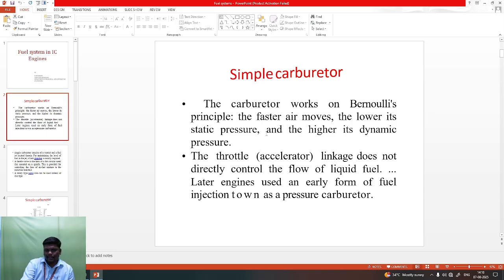So the first one is a simple carburetor. Simple carburetors work on Bernoulli's principle: whenever the air moves faster, the static pressure is lower and the dynamic pressure is higher. The second point is that the throttle linkage does not directly control the flow of liquid fuel. So let us see the simple carburetor.